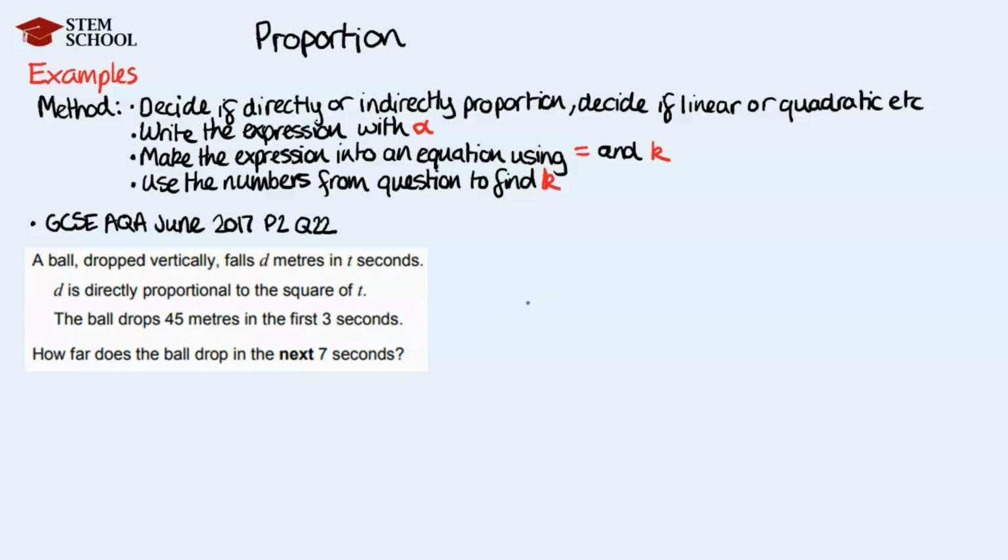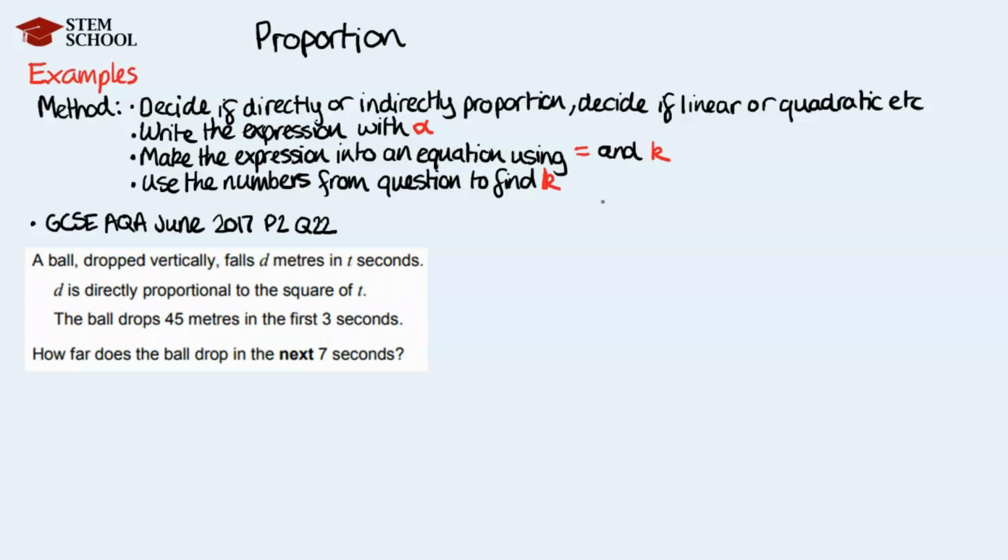Now, before we move on to some proportion exam questions, I'll explain the method that will help us to figure these questions out. In a proportion question, you'll be told two variables and the relationship between them. The first step is to decide if it's directly or inversely proportional, and then you decide if it's a linear or quadratic, etc. relationship. The second step is to write the expression with the proportional symbol, and then make the expression into an equation using the equal sign and k. So you replace the proportional symbol with the equal sign, and then you include k to make a formula. The last step is to use the numbers from the question to find k.